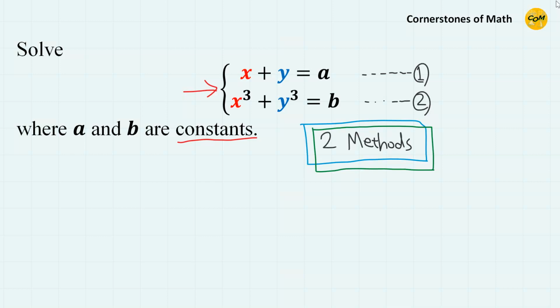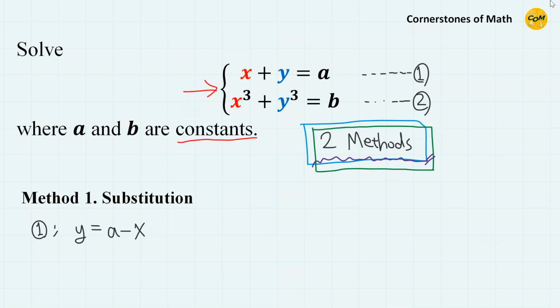Just like my previous video, I will solve this in two methods. And these two methods are exactly the same methods that I have shown in my last video. The first method is simple substitution to eliminate one variable. From equation 1, we have y equals a minus x. Substituting this expression for y in equation 2, we have x cubed plus (a minus x) cubed equals b.